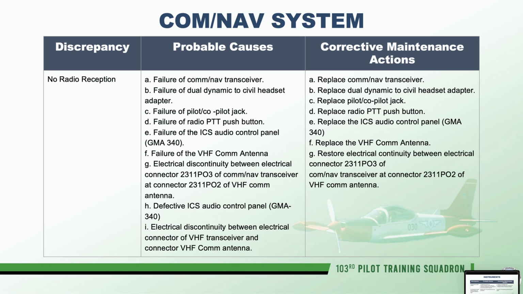If you experience no radio reception, the cause could be multifaceted: component replacement. Faulty COMM NAV transceivers, defective headset adapters, bad pilot or co-pilot jacks, failed PTT push buttons, and faulty VHF antennas should all be individually tested and replaced as needed. Electrical continuity, a critical step, is to check for electrical discontinuity at connector points, particularly between the transceiver and antenna. Restore continuity to ensure proper signal flow.